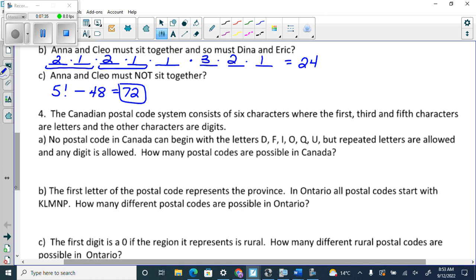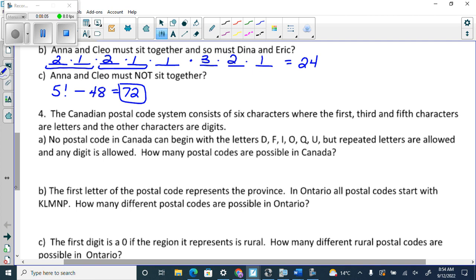So I have to order the 2, 1, 2, 1 because Anna and Cleo, Dina and Eric can swap spots. So I only ordered that at first. All I did was order those guys, moving their spots. So Anna and Cleo, Cleo and Anna, Dina and Eric, Eric and Dina. All I've done is just taken into account moving those guys around, but keeping them together. Now I have to actually order the 3 spaces that they can sit in.